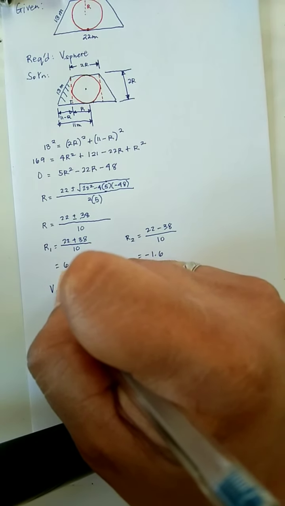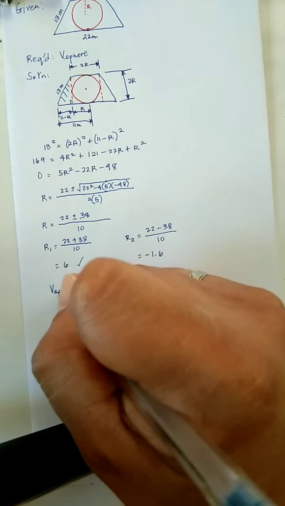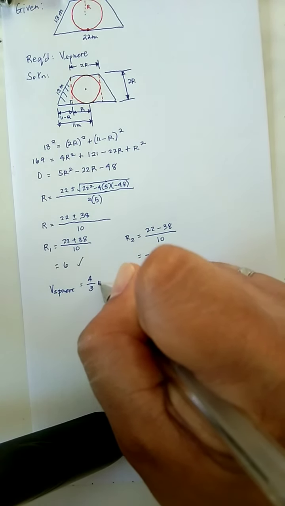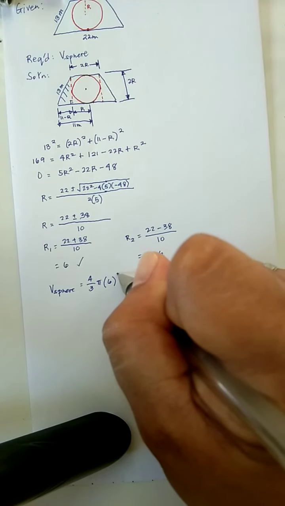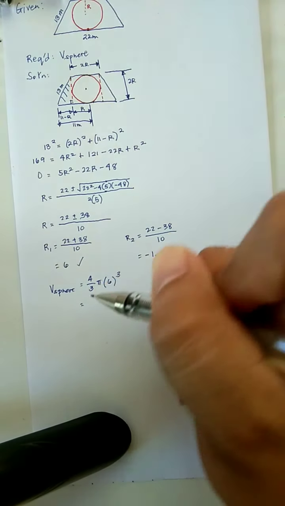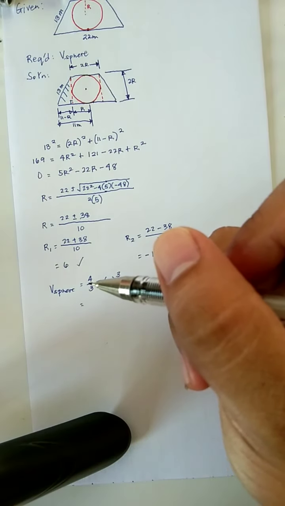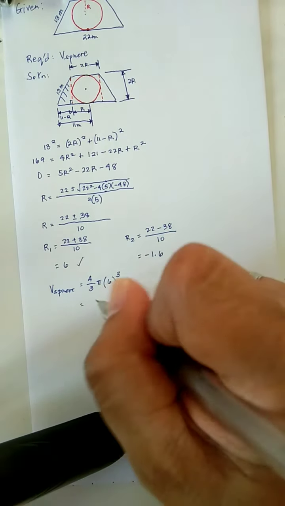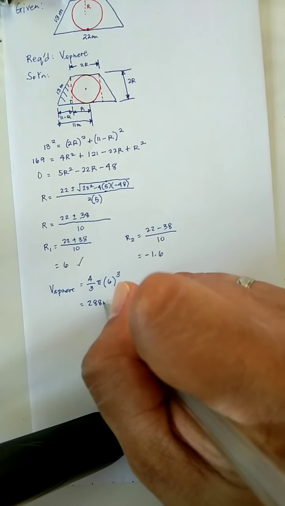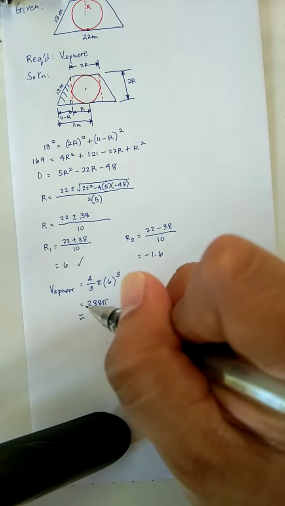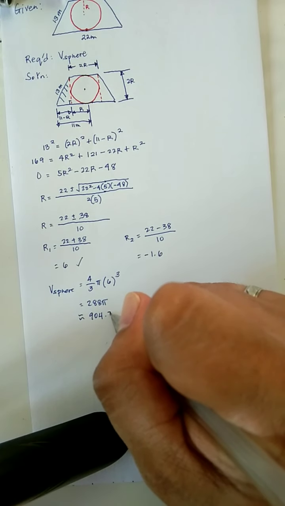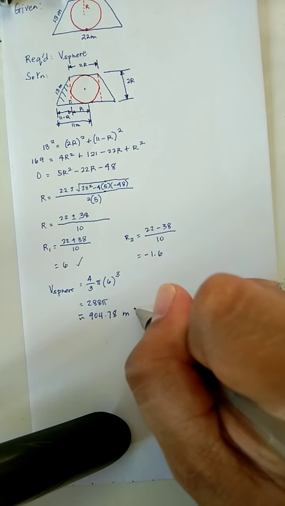With that, we can solve the volume of the sphere, which is equivalent to 4/3 pi times 6 cubed. So this will give us 288 pi, or approximately 904.78 cubic meters.